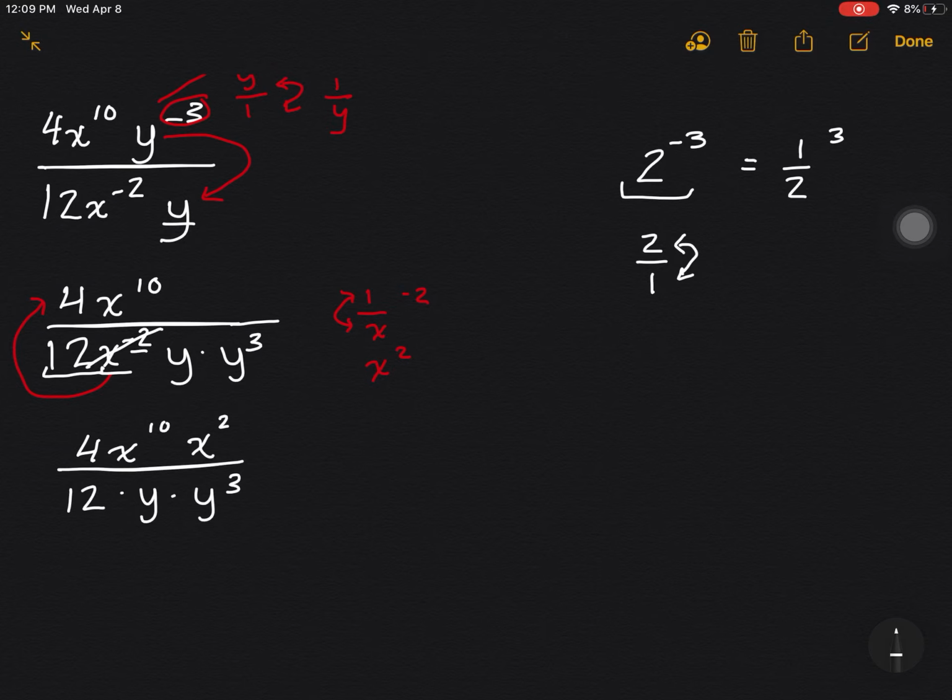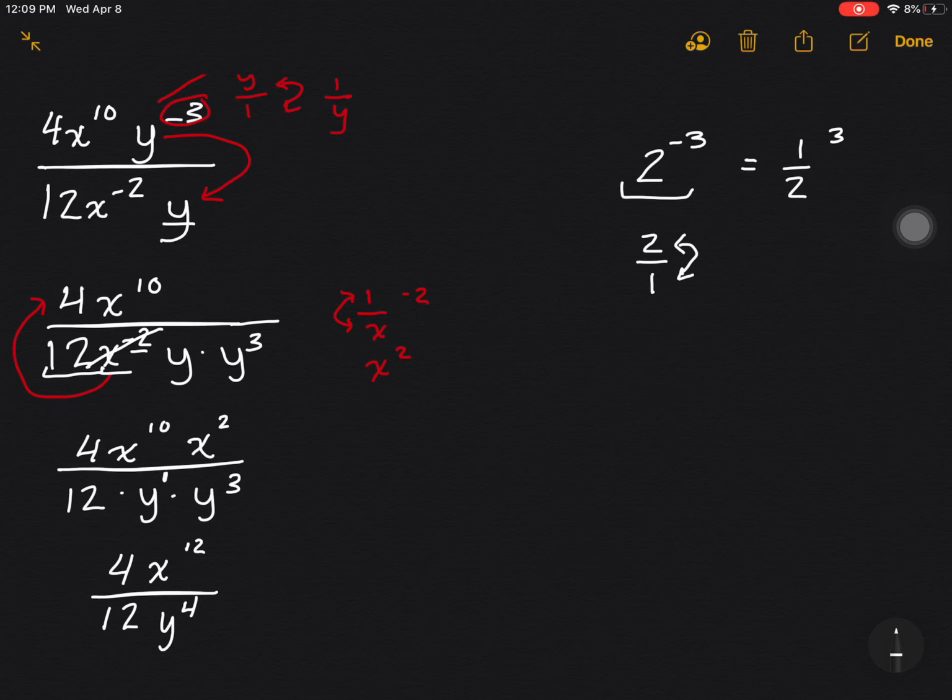Now, we're in a place right now where we can definitely start to combine like terms. So remember that if we have 4x to the 10th times x squared, we can combine those exponents to make this 4x to the 12th. And on the bottom, we've got a y and a y to the third. Remember, this y is the same thing as y to the 1. So we can also combine those exponents, and it'll be 12y to the 4th.